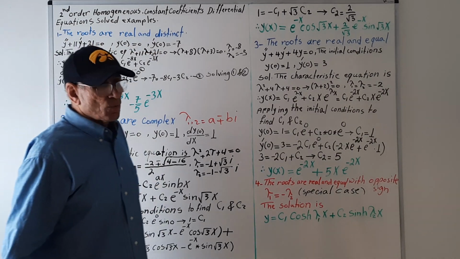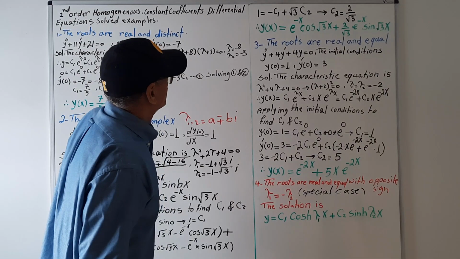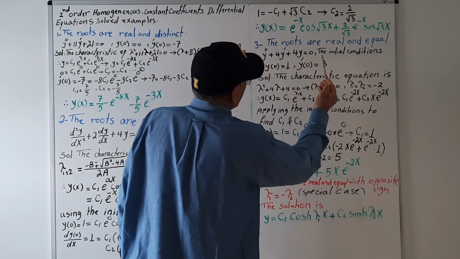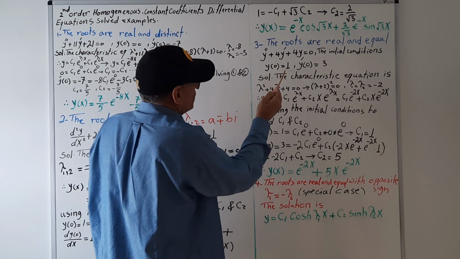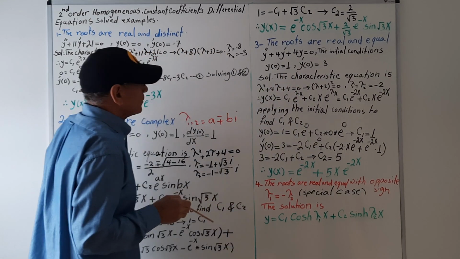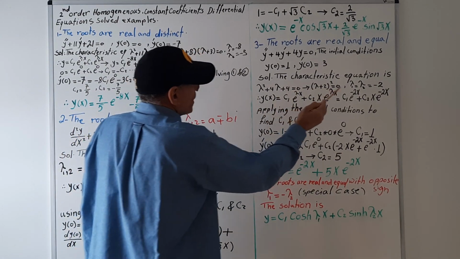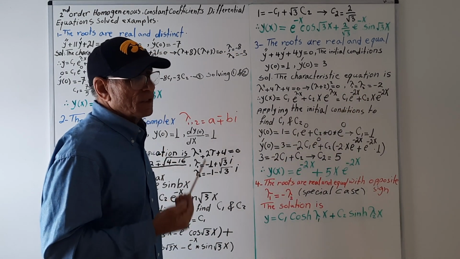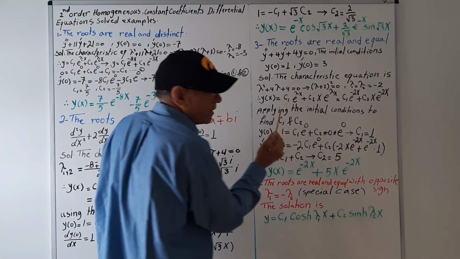The third case, when the roots are real and equal, they are repeated. Lambda 1 equal lambda 2. So here's our example. The initial conditions are y at x equals 0 equal 1, and y prime at x equals 0 equal 3. This is our characteristic equation, and these are lambda 1 equal lambda 2 equal minus 2. They are equal roots. So our solution will come in this form.